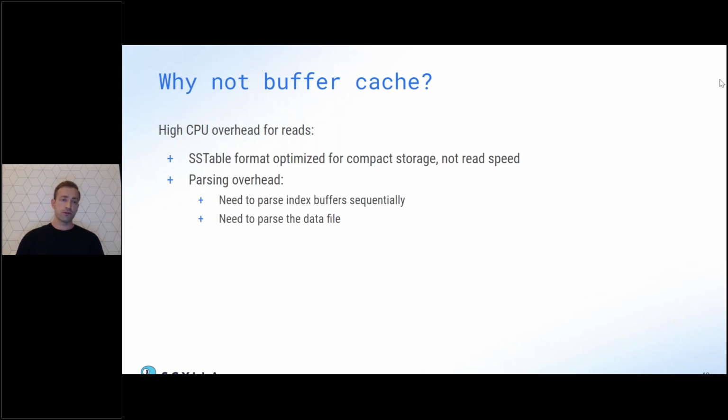And another source of CPU overhead in this case is that if we store buffers, then we need to parse those buffers. And the SS table format is not optimized for read speed, it's optimized for compact storage. For example, in the format we inherited from Cassandra, you have to parse index buffers sequentially in order to interpret the index. Then you have to parse the data file, which also costs some CPU.